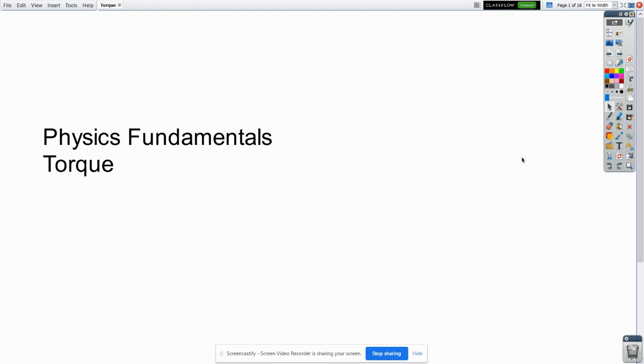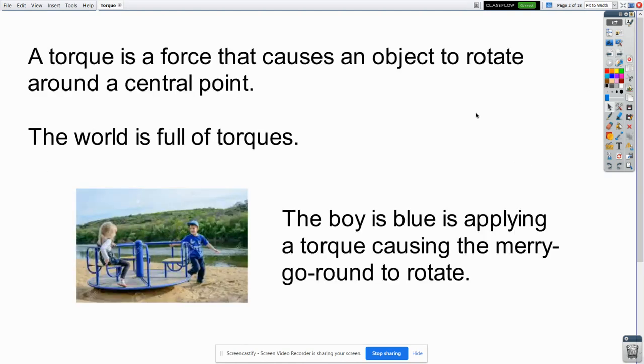In this video, we'll take a look at torque. A torque is a force that causes an object to rotate around some central point. There's lots of examples of torques in the real world. In this picture, we have this little boy in the blue shirt applying a torque to the merry-go-round, causing the merry-go-round to rotate around this central axis, this central point. The boy is applying a force to the merry-go-round, creating a torque here at the center.